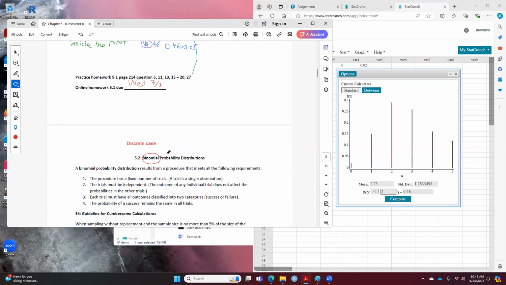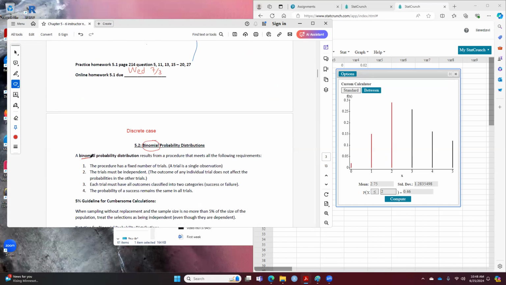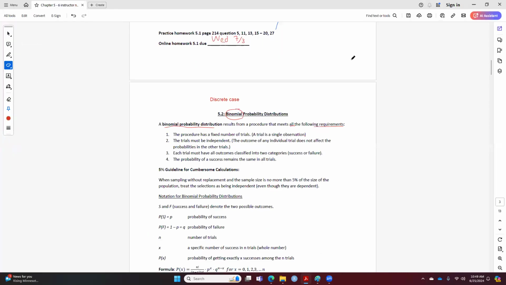Okay. So what is a binomial probability distribution? A binomial probability distribution has to meet all of these requirements down here. There are 4 requirements that you have to meet to have a binomial distribution. The requirements are, number 1, and this is important: the procedure must have a fixed number of trials. What does that mean in this case? To cut it short, it means that you need to know n.